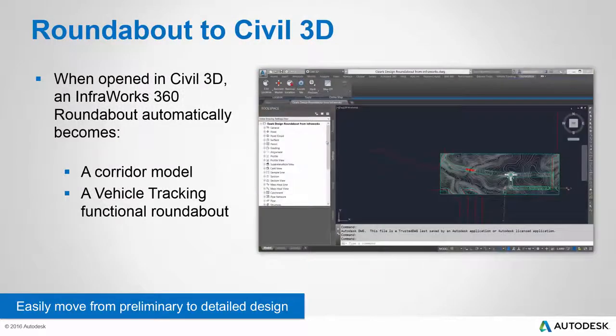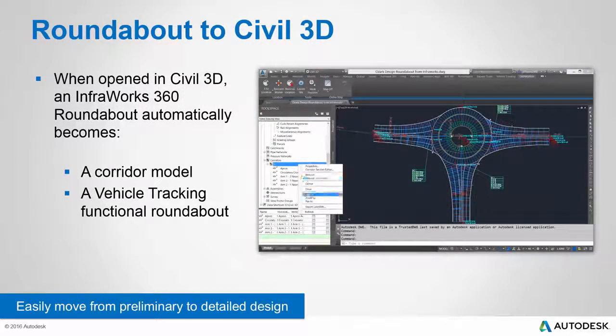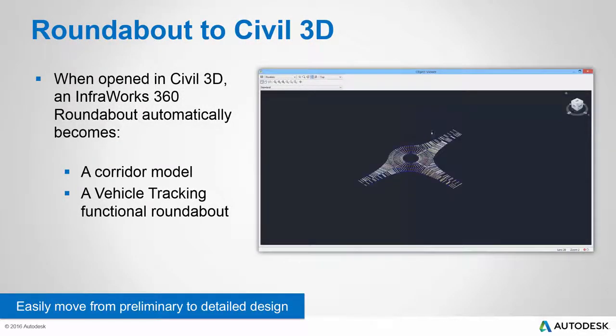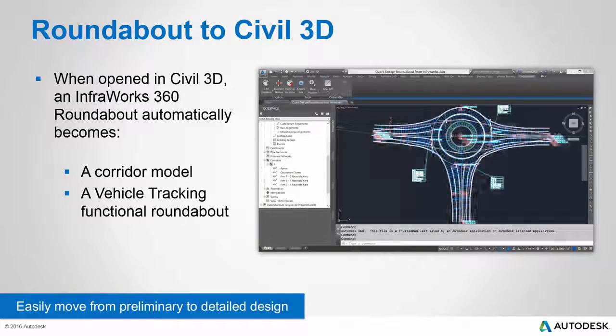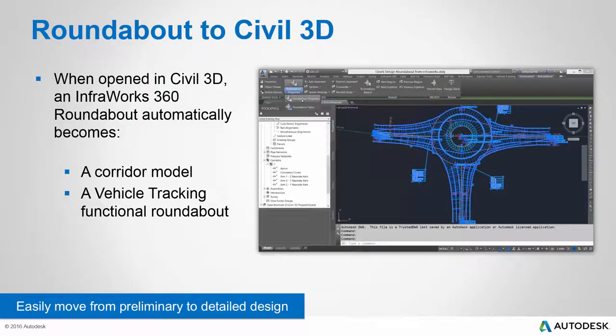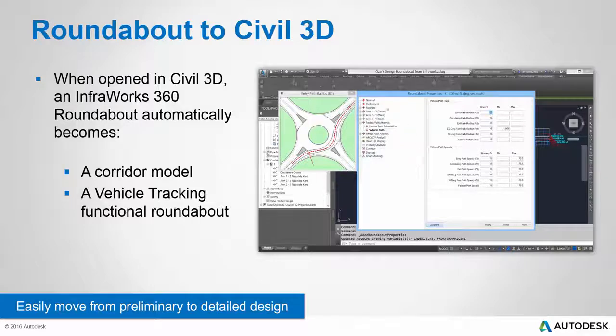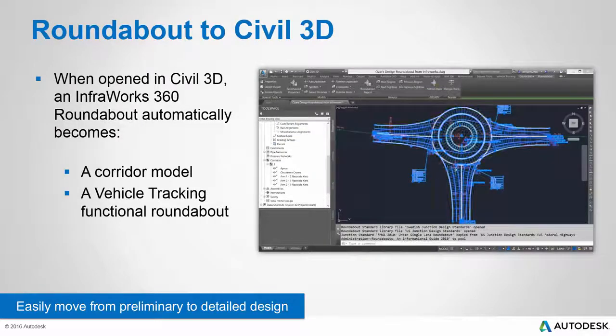In another example of extreme interoperability, when you open roundabout information in Civil 3D, not only does it automatically become a corridor model, it also becomes a functioning vehicle tracking roundabout, meaning that you can use the Autodesk vehicle tracking tools to continue your detailed design of that roundabout.